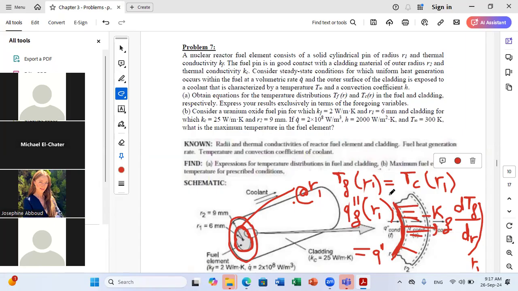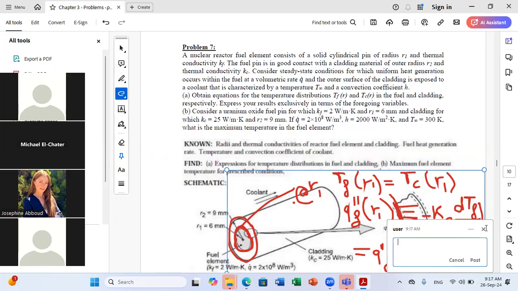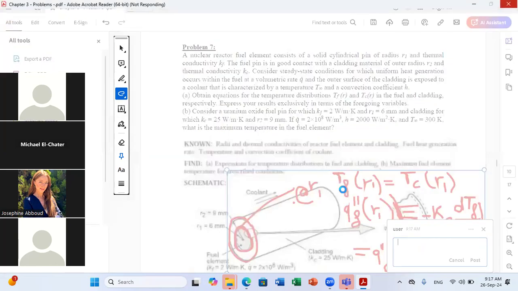And we can just write the condition at the interface that q second of the fuel element equals q second of the annulus at R1. So q second c at R1 equals minus Kc times dT by dr at R1. Okay, so these are the continuity equations.